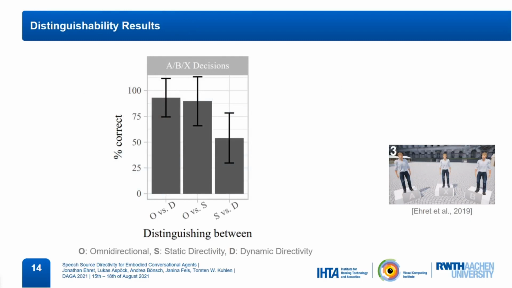So skipping the second study for now, here are the results for the third study, where participants had to rate in an ABX comparison which two oralizations are the same. The results show in the left two bars that participants were, not surprisingly, well able to distinguish omnidirectional sound radiation from both directional cases. However, in the ABX comparison between the static and dynamic directivity, we found no significant differences from chance using a binomial test, and therefore we have to conclude that those were not distinguishable, at least in our given setting.